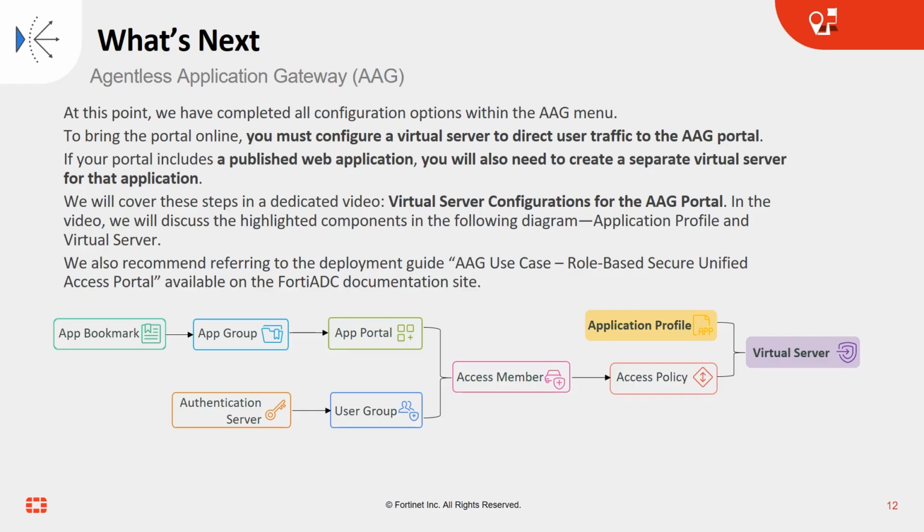In that video, we will discuss the highlighted components in the following diagram: Application Profile and Virtual Server. We also recommend referring to the Deployment Guide AAG Use Case, Role-Based Secure Unified Access Portal, available on the FortiADC documentation site.